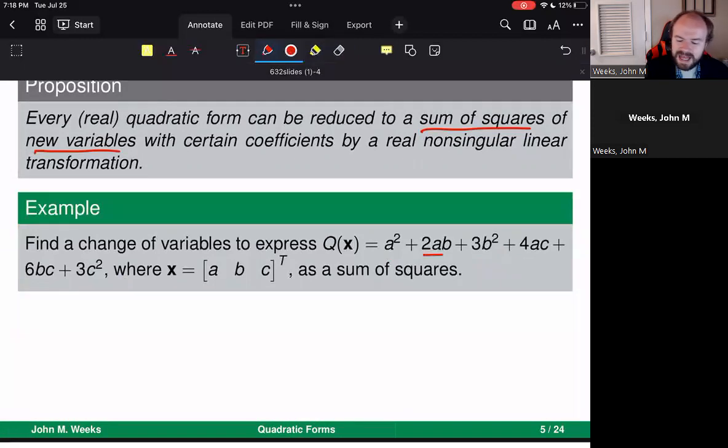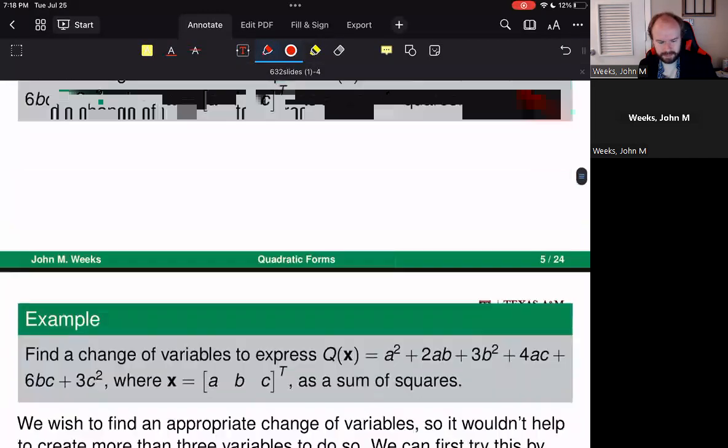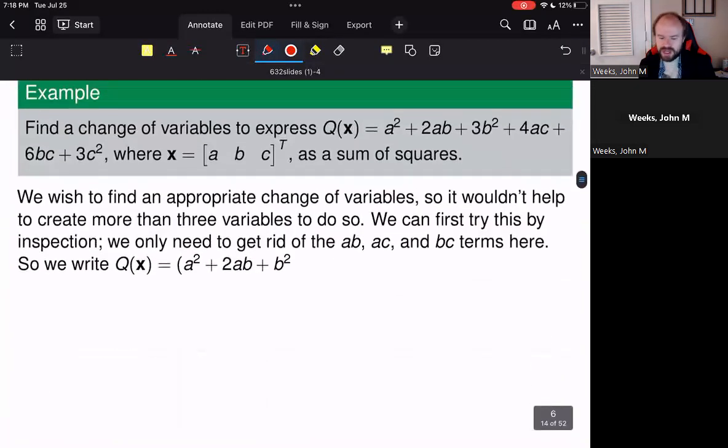The issue is that I have a lot of these guys, 2ab, 4ac, 6bc, and I want those to become parts of new variables which are squares. You might have some ideas about how to do that. What are some ways that I could pair these terms together to make this happen? Well, we wish to find this appropriate change of variables, and it wouldn't help to create more than the 3 variables that we already have. So we're going to add a condition that whenever we write these sums of squares, the number of squares available is just 3. When we combine all the like terms, we only have 3 terms at the end of the day, or we could have fewer than 3 as well. That's also something that could happen.